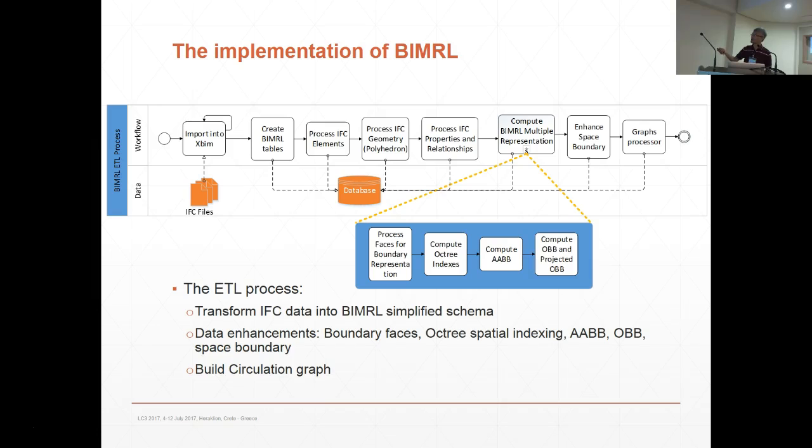We also took extra effort to enhance the space boundary, because sometimes data is not complete. You may have a space boundary on the horizontals but not on the verticals. So this is the step where we use the results of these computations to enhance the space boundary. And then we also have a circulation graph added to the system.